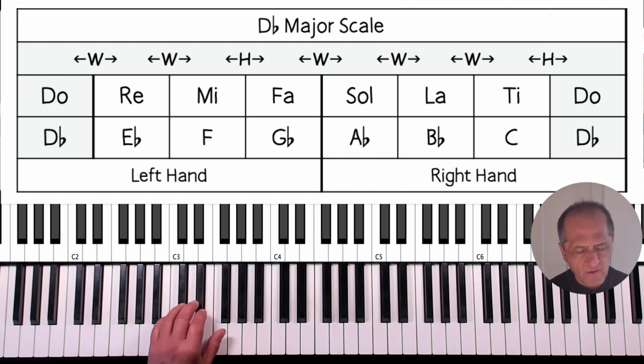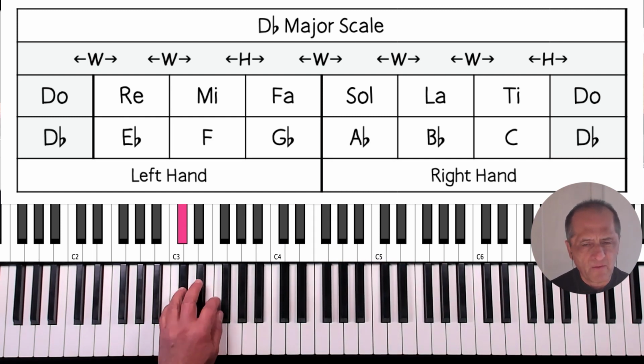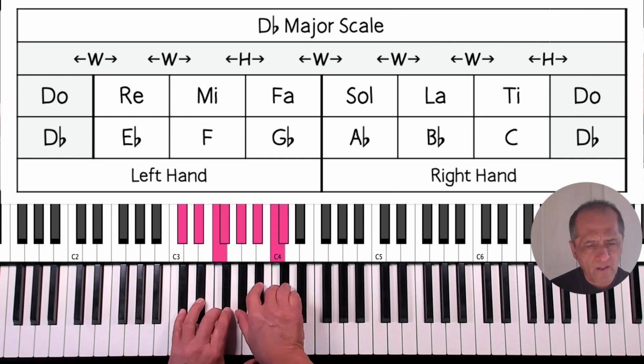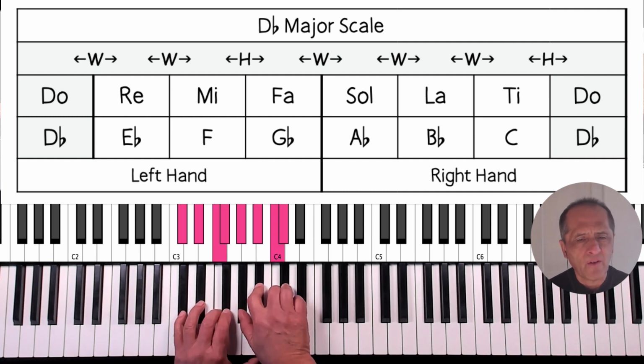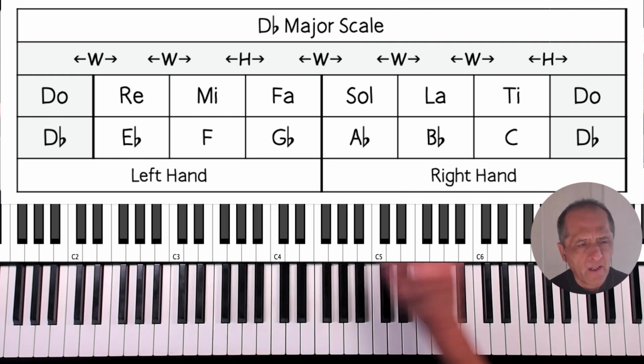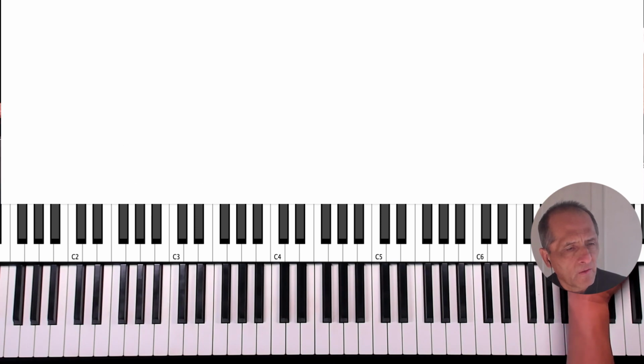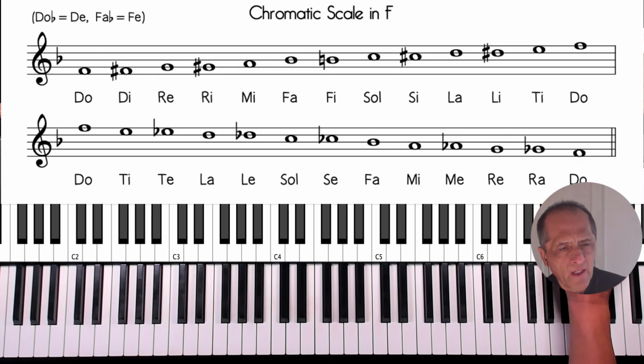Let's do one more. Let's go to D flat. We're going to play the first note and sing the scale. Do, re, mi, fa, right hand, sol, la, ti, do, together. Cluster, and we rest. And I want to do the same with my chromatic scale.